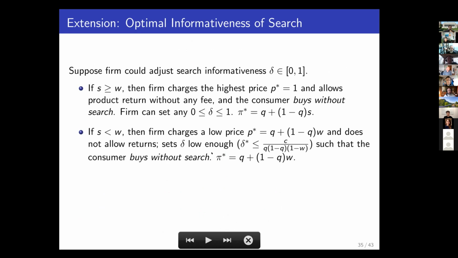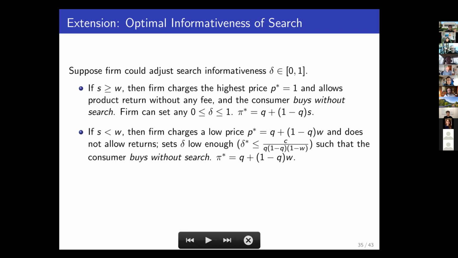So, optimal informativeness of search. What if the firm could set this delta? What would it set it at? So if the salvage value is higher than the consumer salvage value, then the firm charges the highest price and allows the product return without any fee, and basically this delta doesn't really matter, right, because some consumers buy without search because they can just return for free.